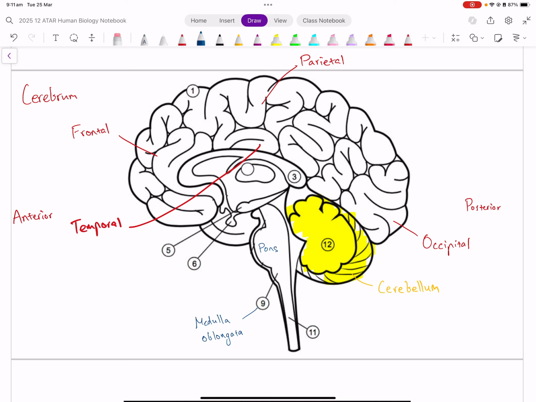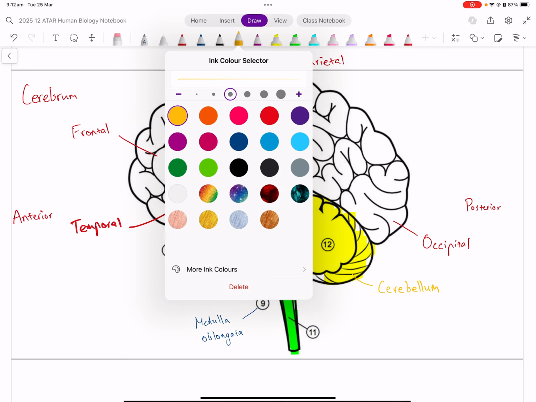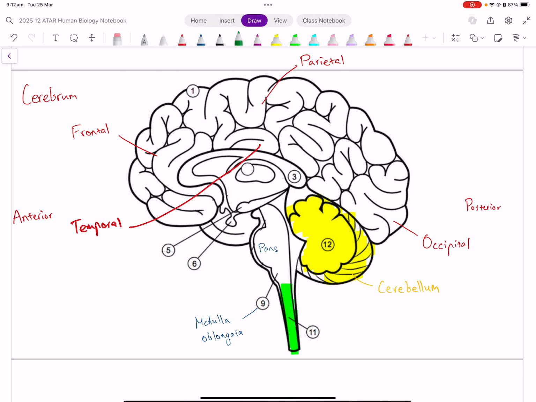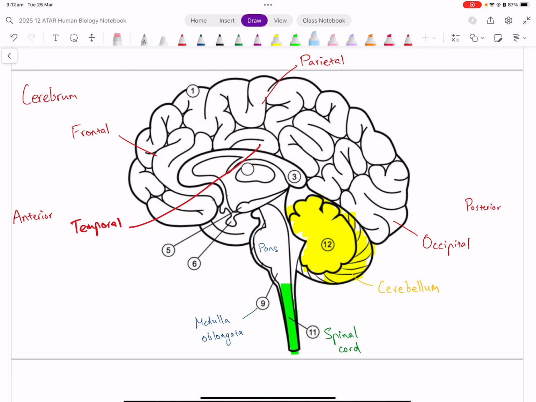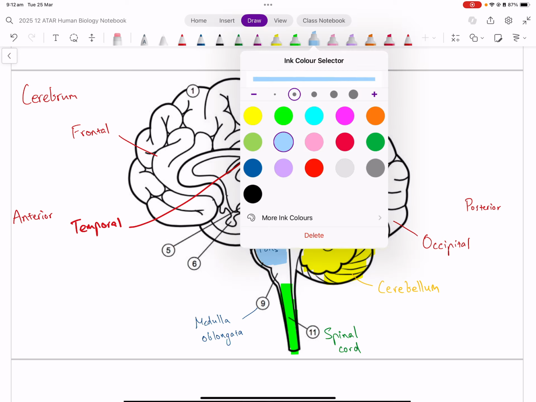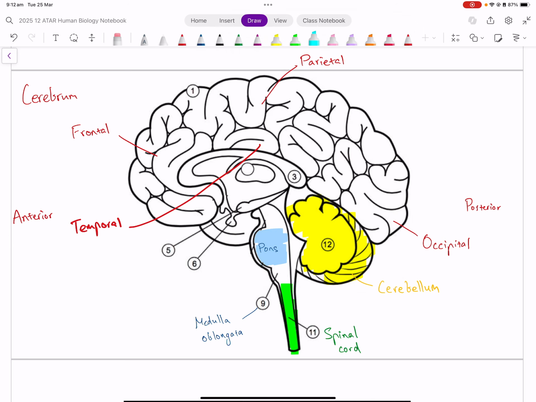And following the medulla oblongata, this final section, section 11, and what I might do here is highlight this one in green, this green structure here, I'll switch to my green pen, is the spinal cord. So this is where the spinal cord connects to the brain via the brain stem, okay? And what I'll do is I'll get a really faint blue highlighter here, and we'll just highlight the pons, and then I'll also get a slightly different colour here, and we will highlight the medulla oblongata.